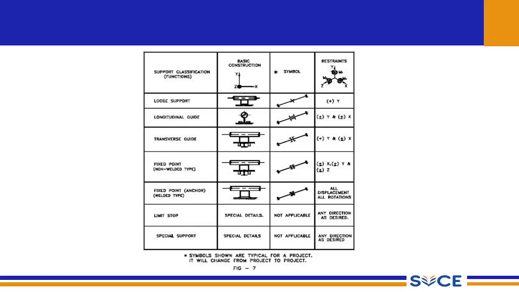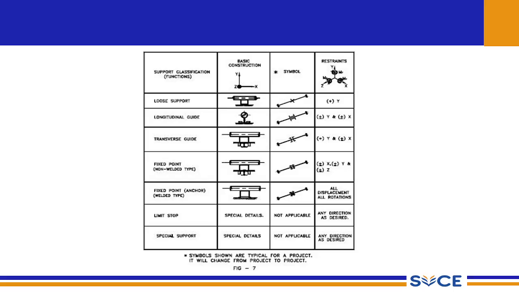and it can also move sideways along the x direction. Then next is the fixed point, which is a non-welded type of pipe joint. In the case of a non-welded type of fixed joint, we can see that the pipe is restrained on all the three axes x, y and z. So this is a fixed joint which does not allow the movement of the pipeline in all the three directions.